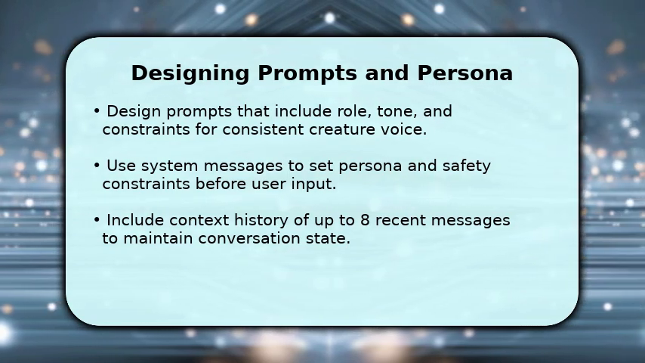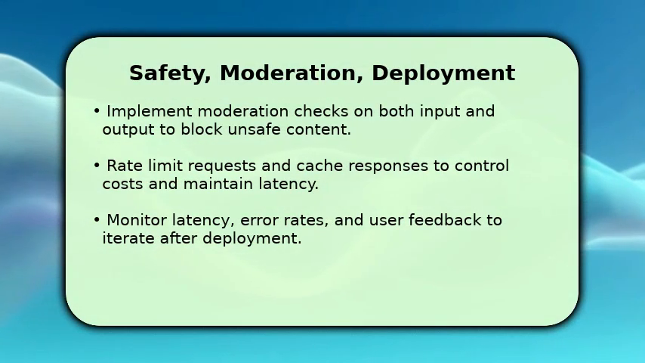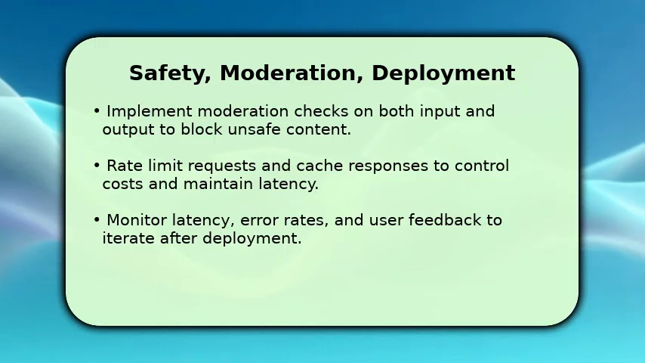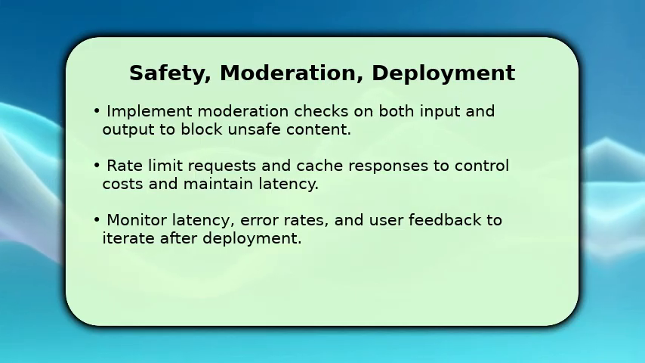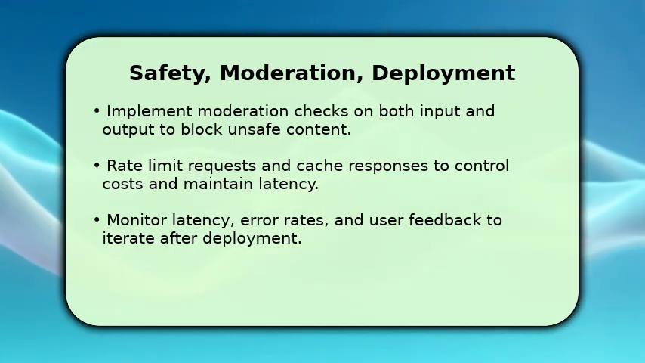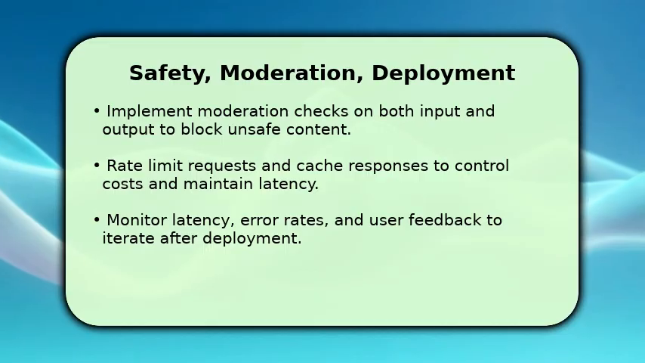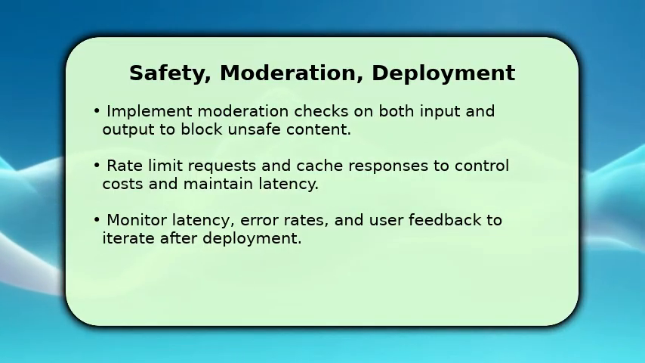Implement moderation checks on both input and output to block unsafe or disallowed content before presenting it to users. Add a content filter or a lightweight classifier that flags profanity, hate, and personal data leakage for review. Rate limit requests, cache frequent responses, and batch non-critical calls to control costs and maintain low latency.